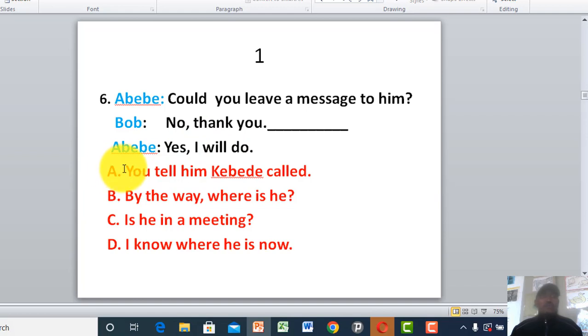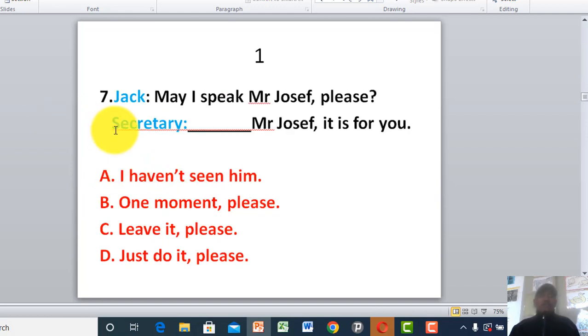Very interesting question here. So the answer is A. Question number 7. There is a conversation between Jack and a secretary. Jack is going to phone or going to want to meet Mr. Joseph. May I speak to Mr. Joseph, please? The secretary says, Mr. Joseph, it is for you. What is this expression, please?